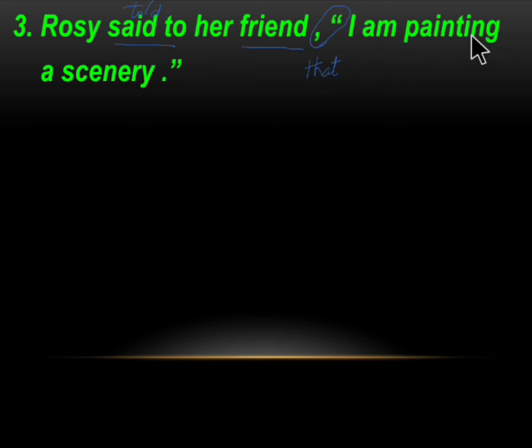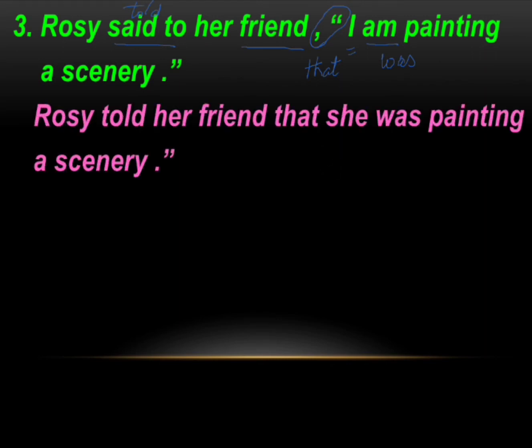Am painting is present continuous tense. So the present continuous tense will change to past continuous tense. So this am painting will change to was painting. Since I is used, we use am, but the pronoun will change when we change to the indirect speech. So am will change to was. Let us see the indirect speech. Rosie told her friend, see the punctuation is replaced with that. Rosie told her friend that she was painting a scenery. We need not use this.